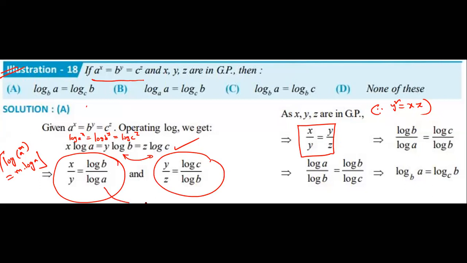And what you can say? Both are same here. See carefully. From 1 and 2, we get the result: log a by log b is equal to log b by log c. Interchange, like that. x is equal to y means 1 by x is equal to 1 by y. That is the answer. Simply leave it. Otherwise, you can write like this also.